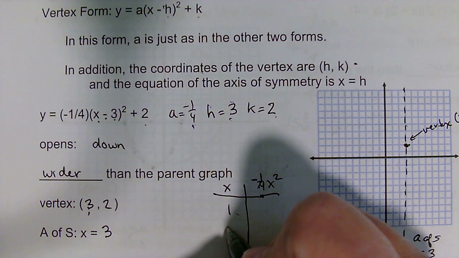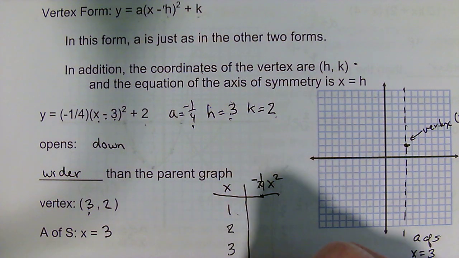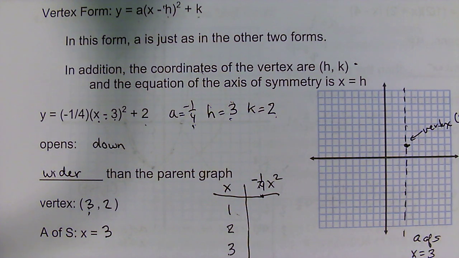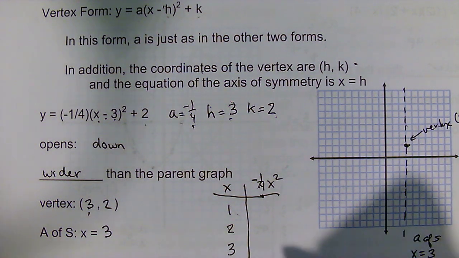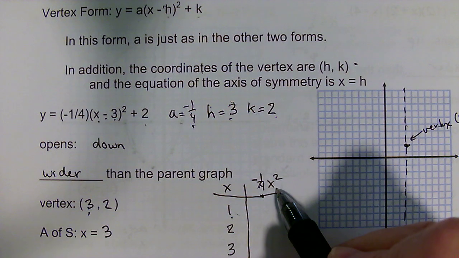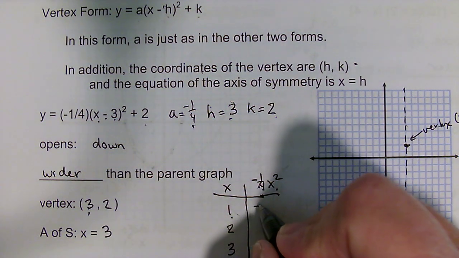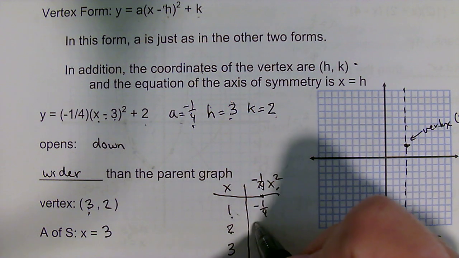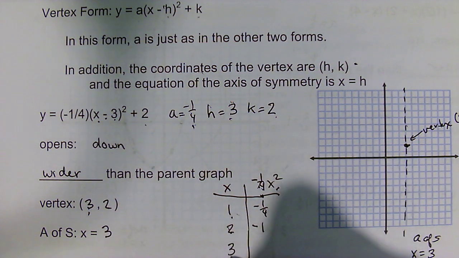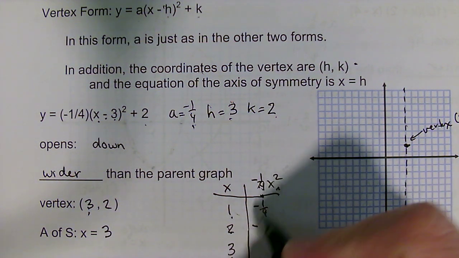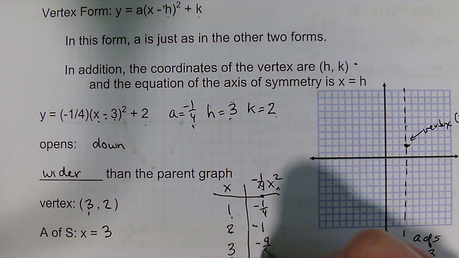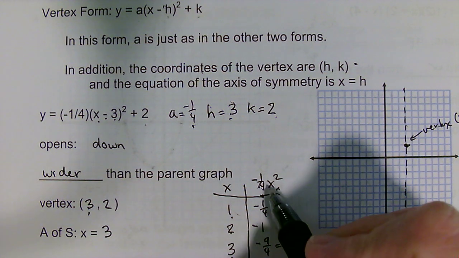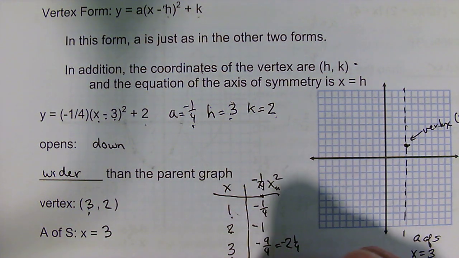So if I just plug in a few points, I really only need one, but I'm going to plug in a few so my graph can be more accurate. 1 squared is 1, times negative 1/4 is negative 1/4. 2 squared is 4, times negative 1/4 is negative 1. 3 squared is 9, times negative 1/4 is negative 9/4, which is negative 2 1/4. 4 squared is 16, times negative 1/4 is negative 4.